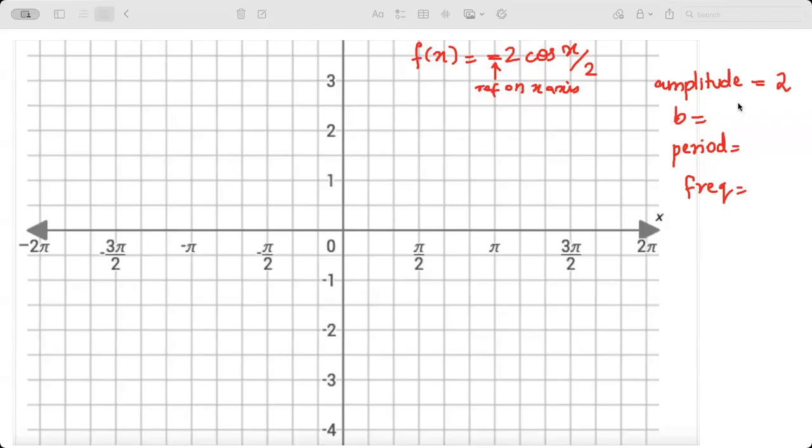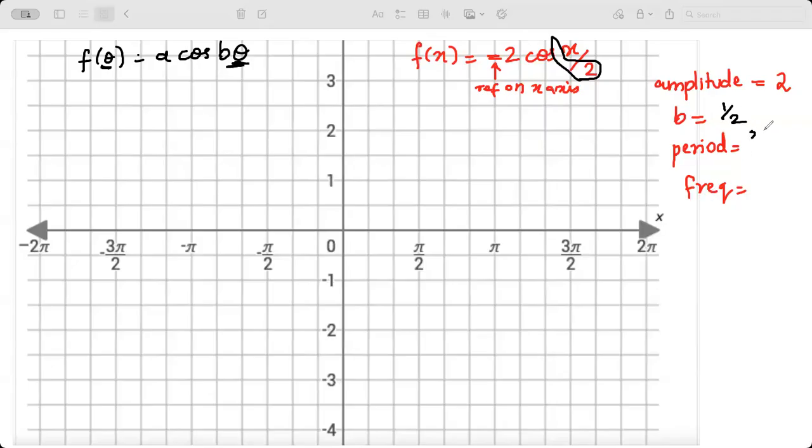And then B is what, here? Oh wait, sorry, that's the period. The general formula is f of theta equal to a cos b theta. So what is B here? Oh wait. B is this. The x over 2? 1 over 2. Don't worry about the independent value. 1 over 2.